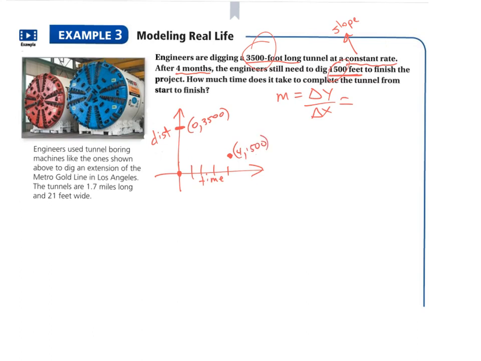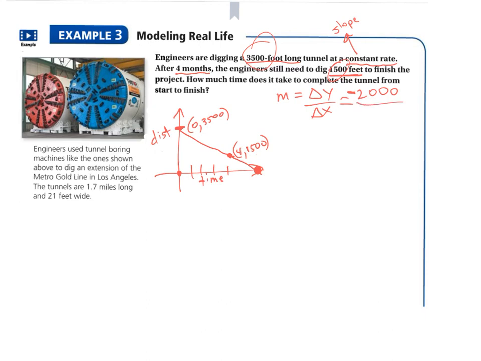But let's not even do y2 minus y1 over x2 minus x1. What is the change in y? The change in y is 2,000. But it was negative 2,000 because we went down, right? This is our line. And at some point, we're going to be done digging. Does that make sense? That's what my intercepts mean. I started at 3,500. Eventually, at some point in the future, which we're going to solve for, I will have 0 left to dig.